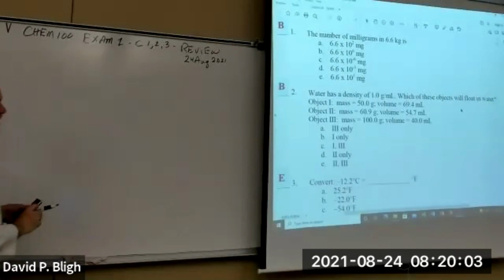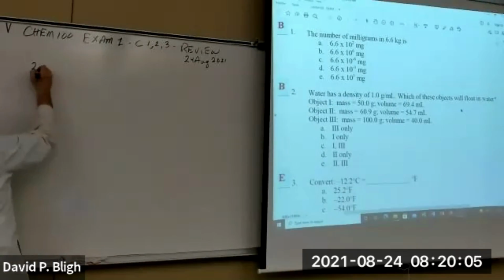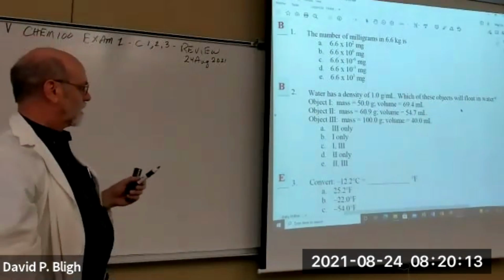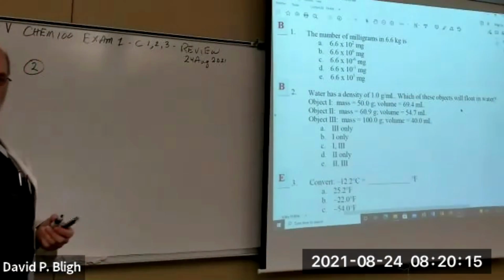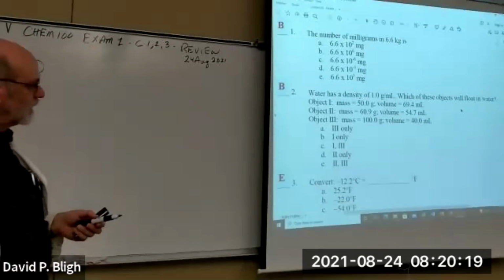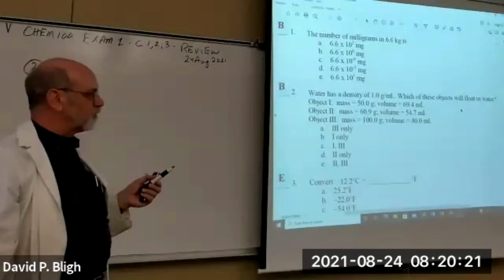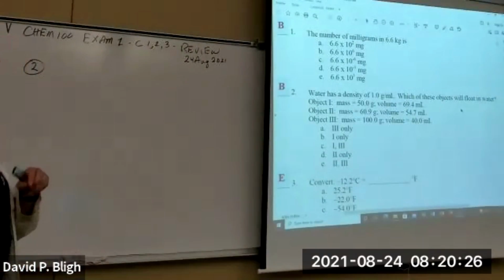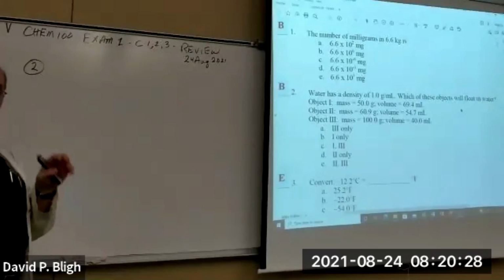All right, we're going to move on to number 2. So just read the problem through and then ask, what's the question? Water has a density of 1 gram per milliliter. For our purposes, that's close enough. Which of these objects will float in water? Okay, the question to be answered is float.